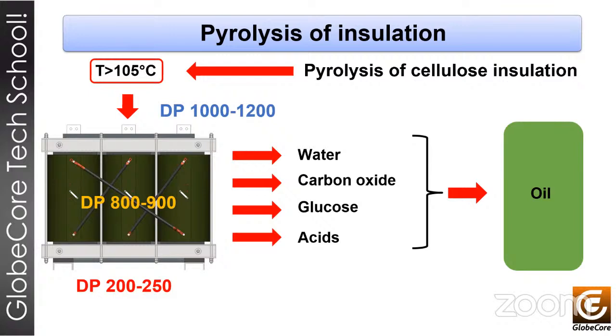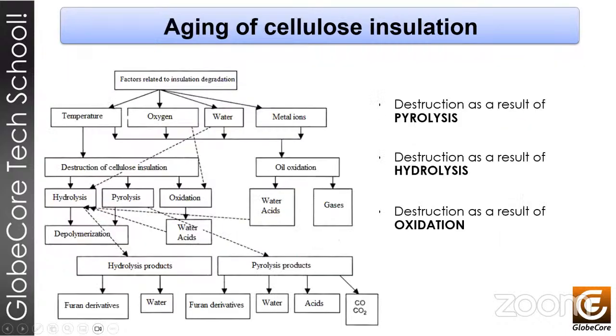According to experiences of operation organization, a paper polymerization coefficient of about 200 units indicates the insulation is unsuitable for work. The new insulation paper polymerization coefficient is about 1,000 to 1,200 units in the polymerization degree. And we have different ways of aging: the cellulose is getting aged and the life of this paper will decrease.